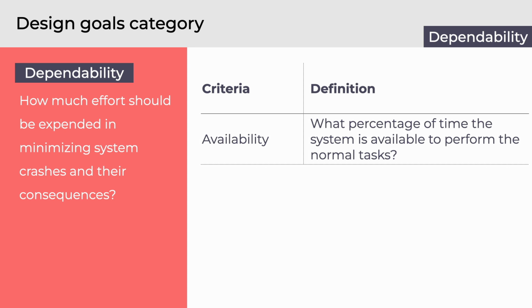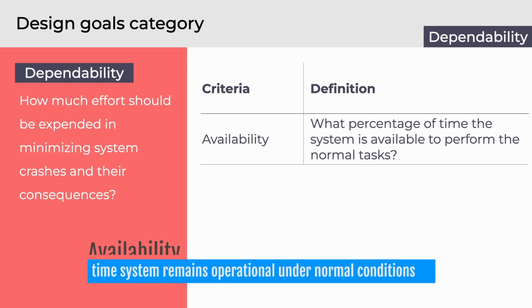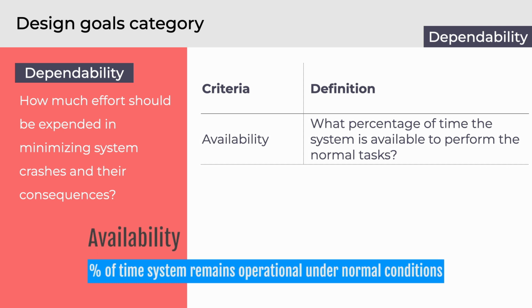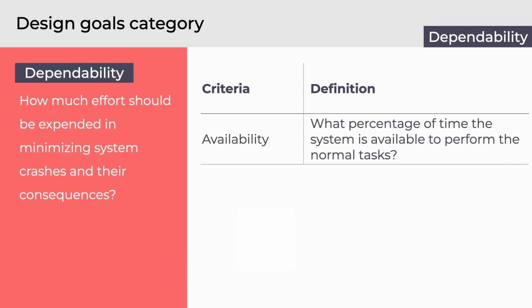Availability is the time a system remains operational to perform its required function in a specific period of time. It is a simple measure of the percentage of time that a system remains operational under normal conditions. Availability is often quantified by uptime or downtime as a percentage of the time the service is available. It is generally measured in the number of nines.